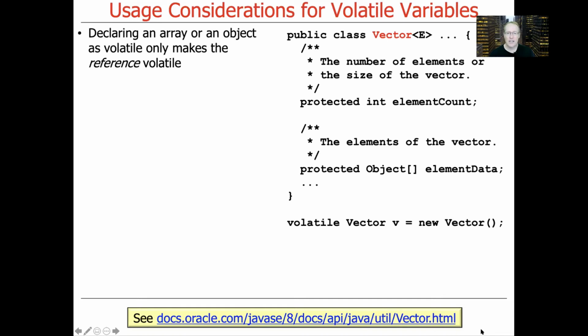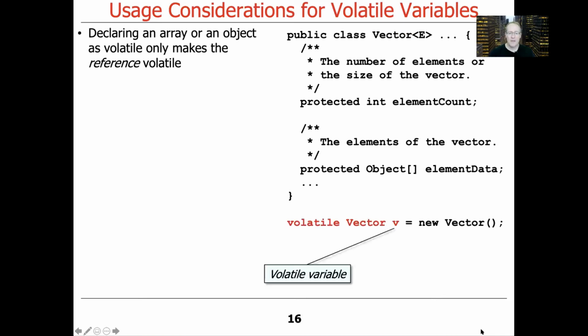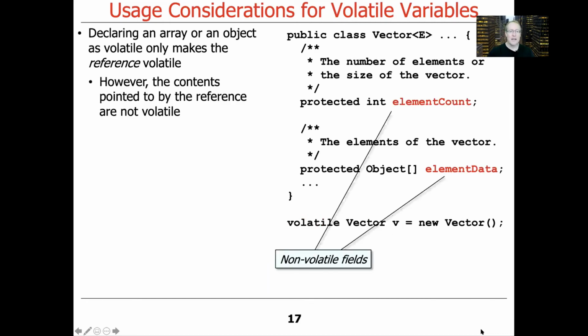And you can see internally it's got an element count and element data. And then down here we say volatile vector V. Well, what's happening here is V is made volatile, but it was already volatile because references are already volatile. So that's kind of a belt and suspenders approach. What that's not doing is actually making the contents, element count, element data, and so on, volatile. Those things are not made volatile by making the reference volatile. As a consequence, these are non-volatile fields.